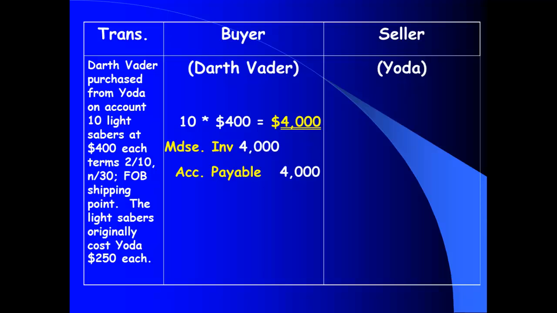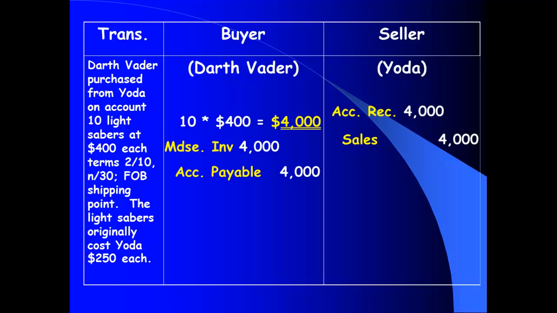Now we'll take off our Darth Vader mask, and we're going to put on our Yoda mask. We're the ones who have now made this sale. What do I have more of? Accounts receivable. I have more accounts receivable. My customer owes me more. Accounts receivable is an asset, and assets go up with a debit. What else do I have more of? Sales. Sales is what a merchandiser calls its revenue. I have more revenue. Revenue goes up with a credit. Debit accounts receivable and credit sales.